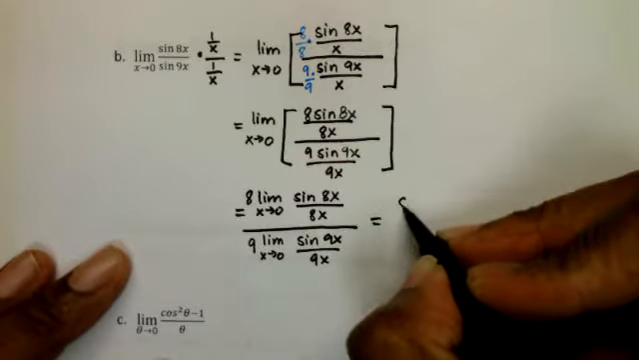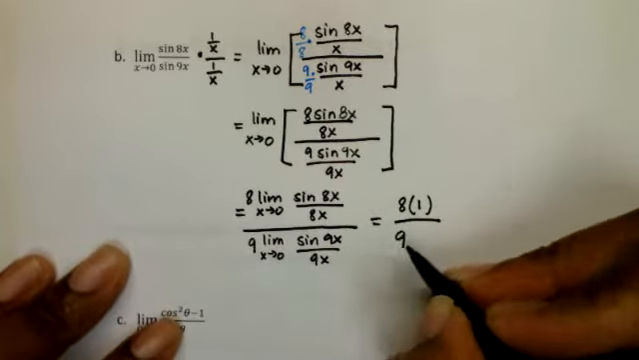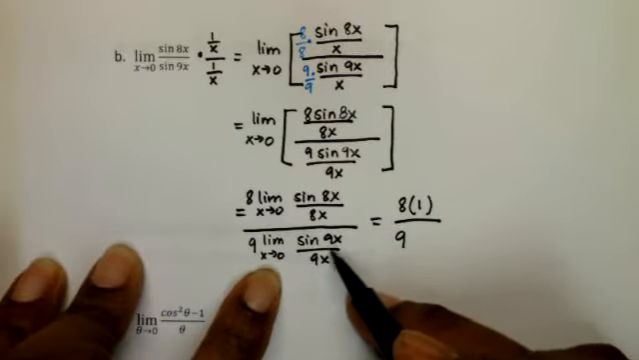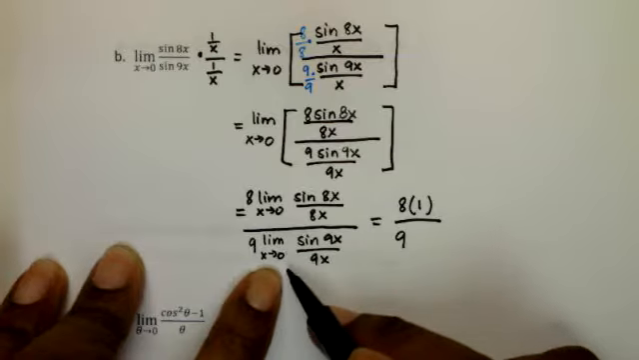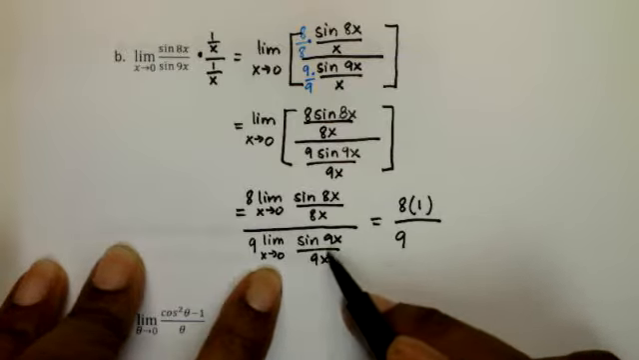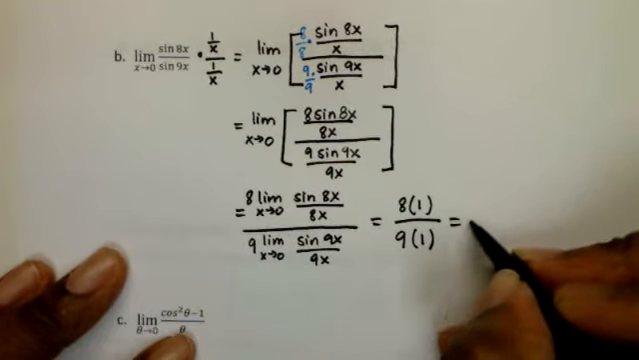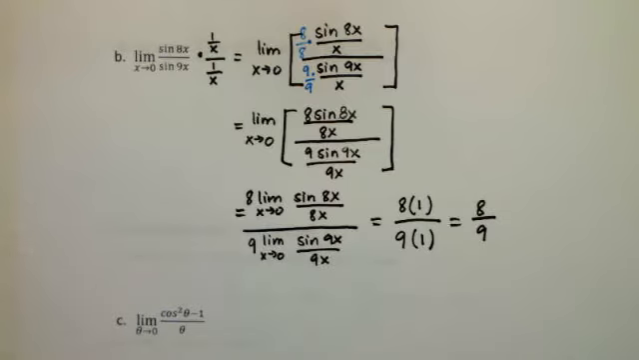So in the numerator, I'm going to have 8 times 1 divided by the denominator. I bring over the 9, the same thing. The sine of this angle is the same as the 9x down here. So the limit as x approaches 0 of sine 9x divided by 9x will also be 1. Then 8 times 1 will be 8, and 9 times 1 will be 9. So the limit as x approaches 0 of sine of 8x divided by sine of 9x will be 8 over 9.